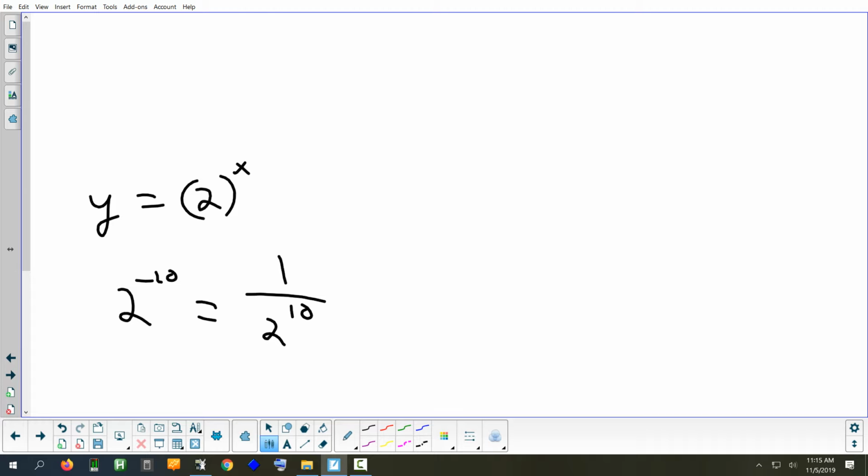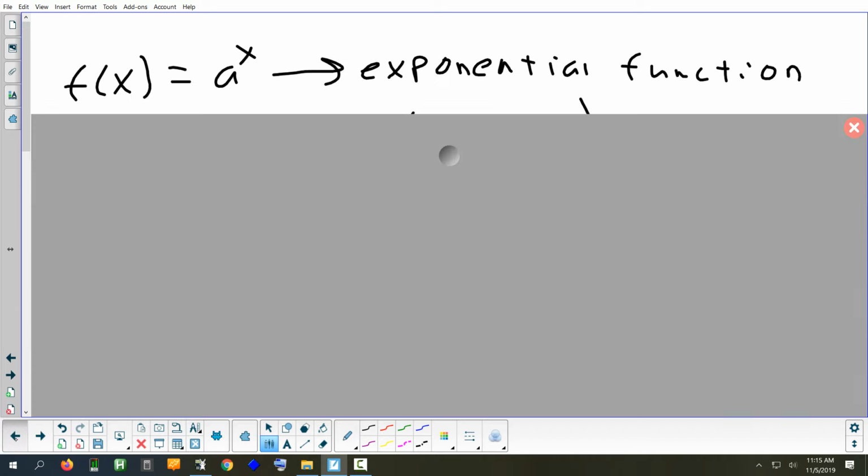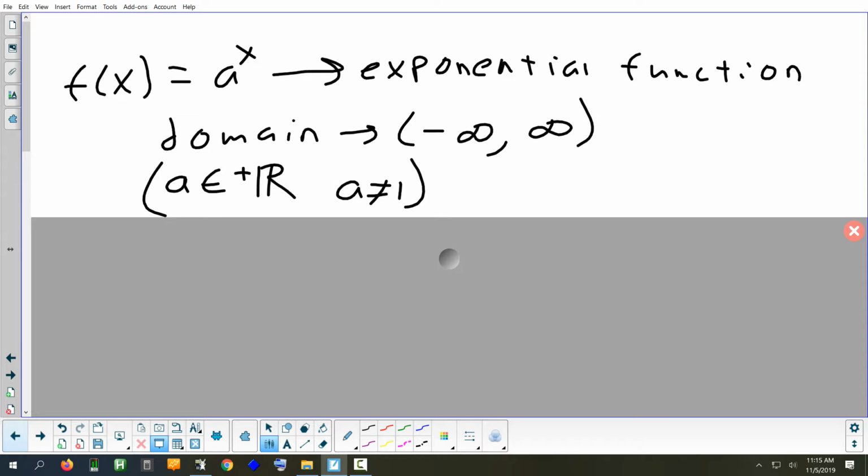I don't care how big of a number you do. You can do 1 over 2 to the 500th power. It's still not going to be 0. Right? The only way it could be 0 is if the top is 0. And the top can't be 0, because the top is the number 1. Right? So it's an asymptote. So the domain is -infinity to infinity.